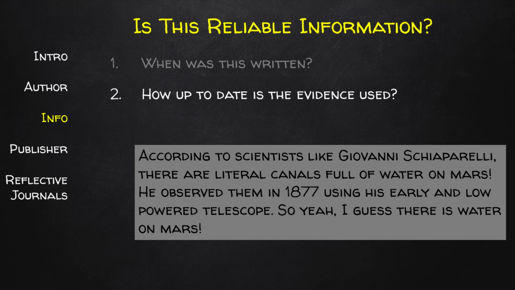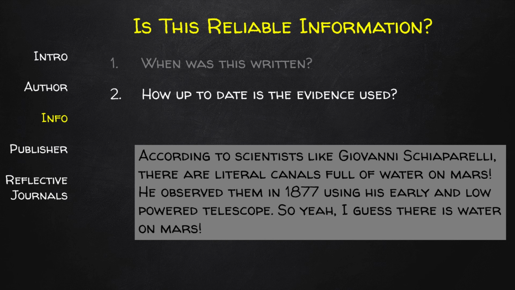Question 2. How old is the evidence in the article? If you find an article written last year, but it only mentions evidence from 20 years ago, that should make you a little suspicious. Of course, this isn't inherently a problem. I mean, if you are researching a historical topic, then the primary sources will be quite old.